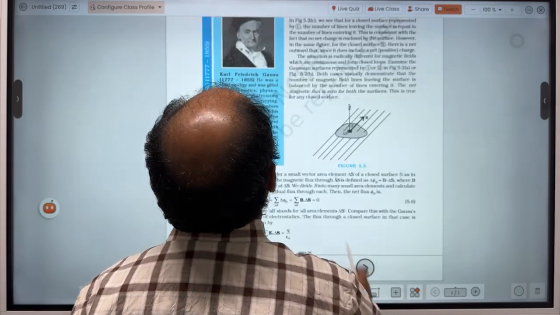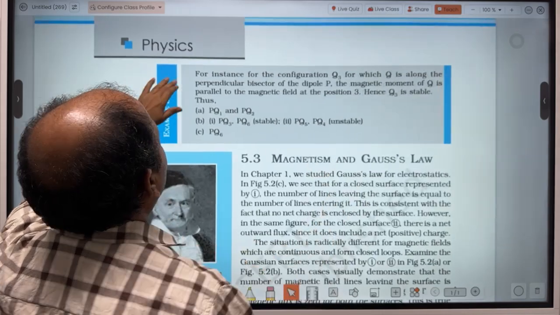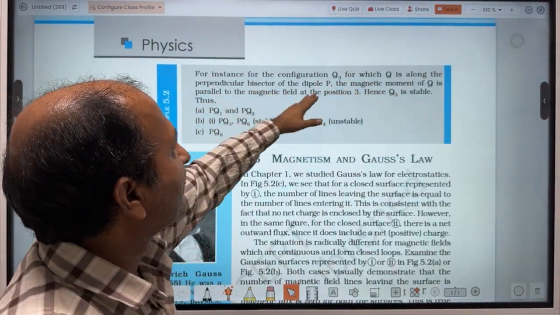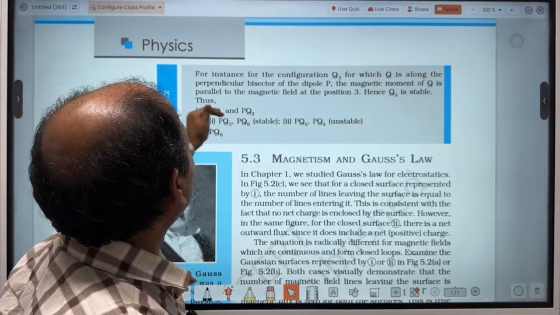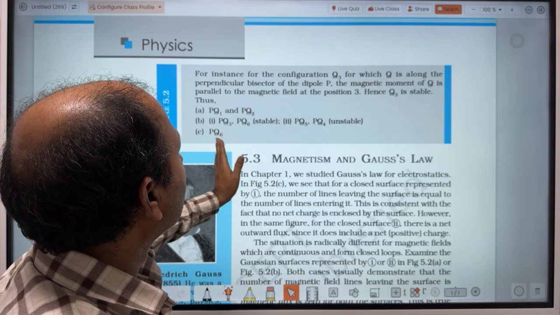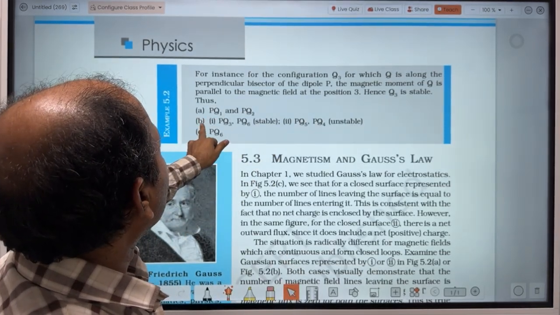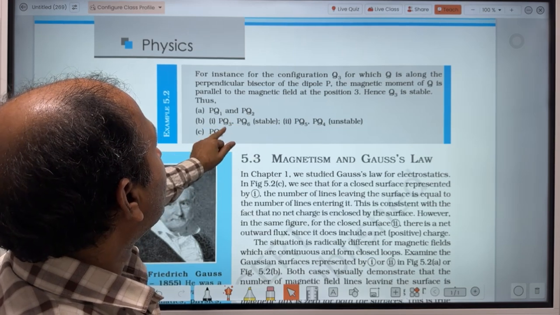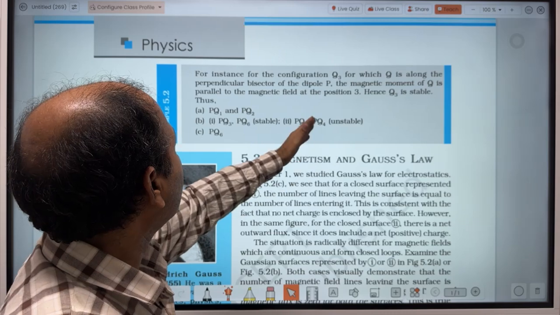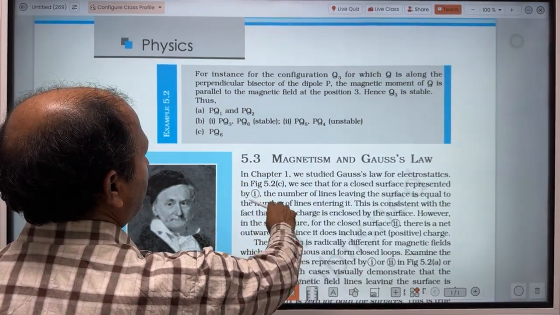We can go to the next page and see here, for instance, for the configuration Q3, for which Q is along the perpendicular bisector of dipole P, the magnetic moment of Q is parallel to the magnetic field at position 3, hence Q3 is stable. So those positions in which the two are parallel will be stable. PQ1, PQ2 are the cases of perpendicular. PQ3, PQ4 are stable, parallel. PQ5, PQ6 are anti-parallel, right? So these things you have understood.